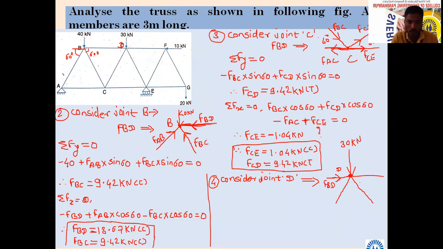Next, FCD. Have we calculated FCD? What is the nature of force FCD? Tensile. FCD is tensile, so the bracket I have not completed. Tensile means away from the point, no? Yes, sir. FCD we have calculated. Then FDE. Have we calculated FDE and FDF? No, sir. We have not calculated FDF and FDE.